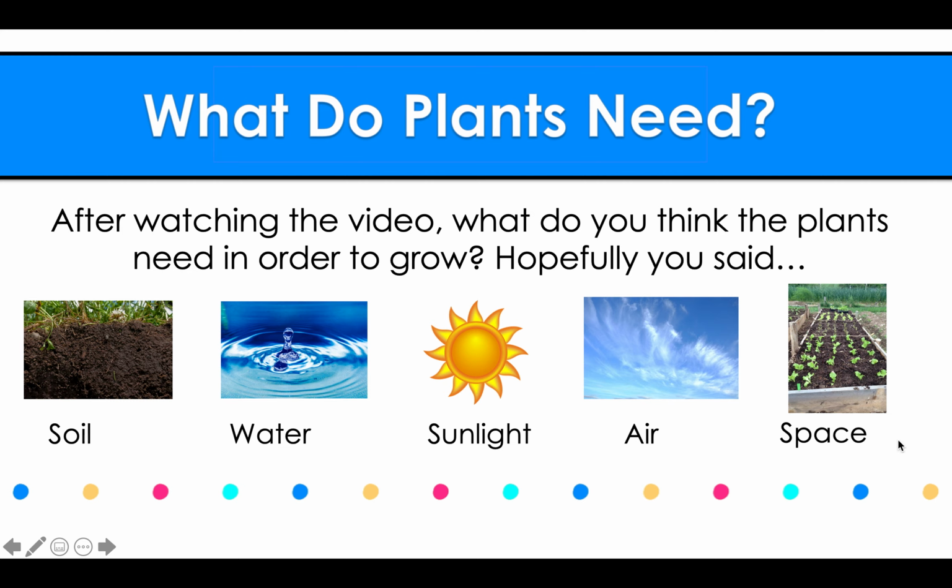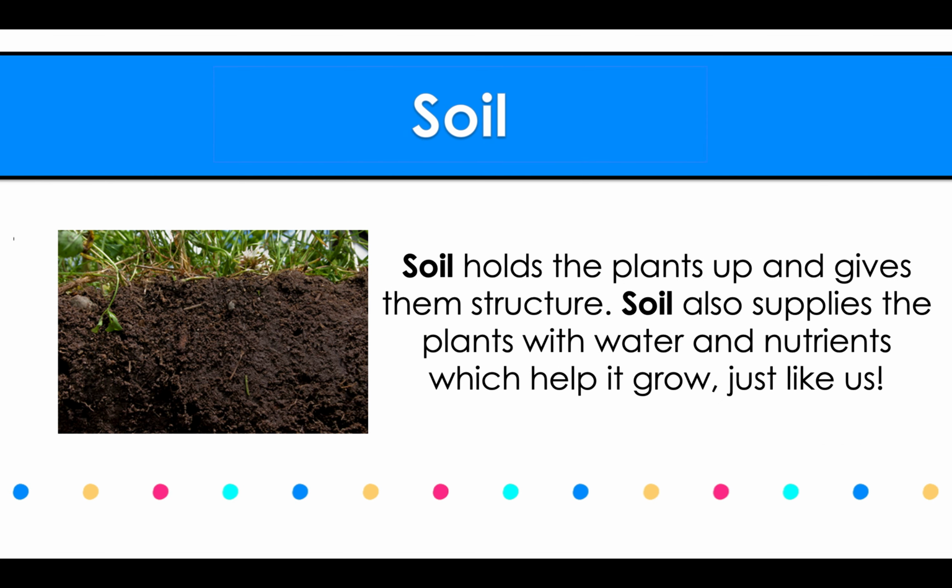On the next couple slides, we're going to talk about why plants need these things and how they use them in order to grow and survive. The first thing that we're going to talk about is soil. Soil holds the plants up and gives them structure. Soil also supplies the plants with water and nutrients which help it grow, just like us.